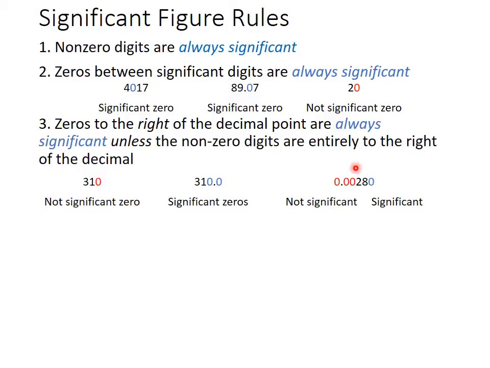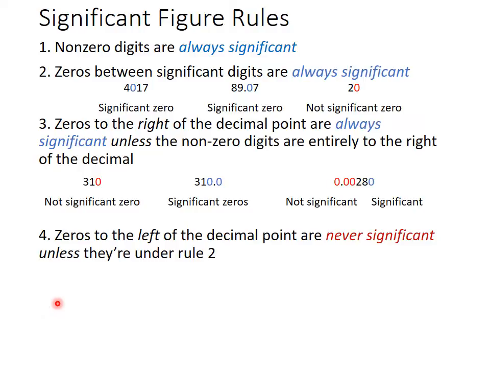In 0.00280, all of these zeros that are to the left of the non-zero digits are not significant. Now that's even though these two zeros are to the right of the decimal point. That's because these two zeros are just there to tell us how small the number is. This 0 on the end, however, is significant because it's to the right of the decimal point and it's hanging out at the end of the number.